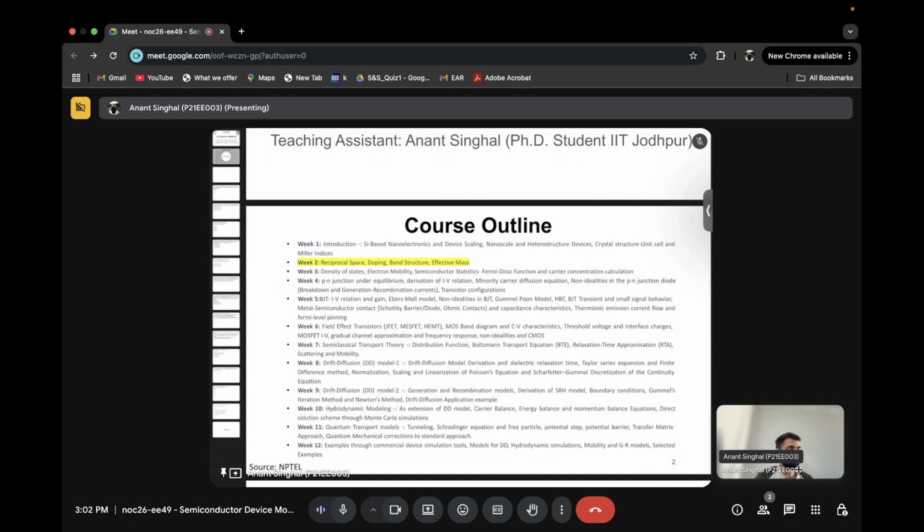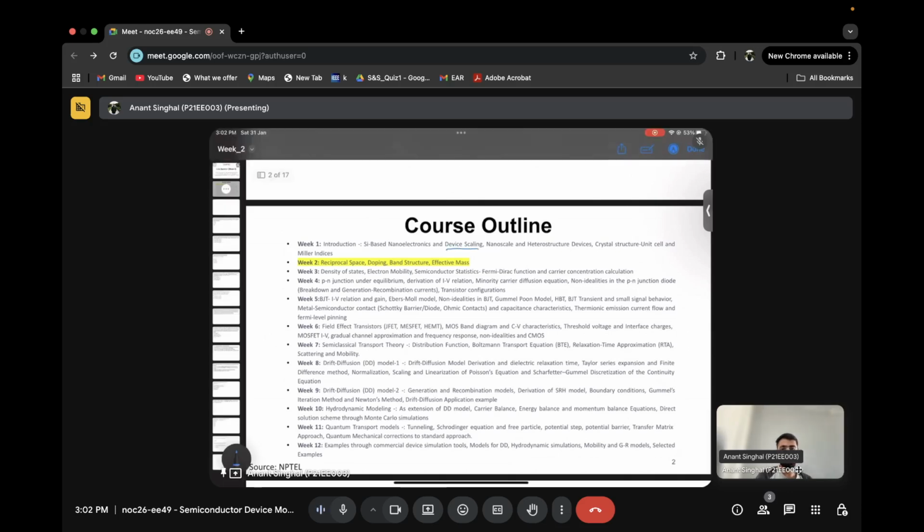We also covered some of the very basics of why we are even into device scaling, because we want to save a lot of resources. And why are we now calling it nanoelectronics instead of micro? Because we are moving towards the sub-nano regime of semiconductors. Then we ended our lecture with the topic of crystal structure, and we also covered some problems related to Miller indices.